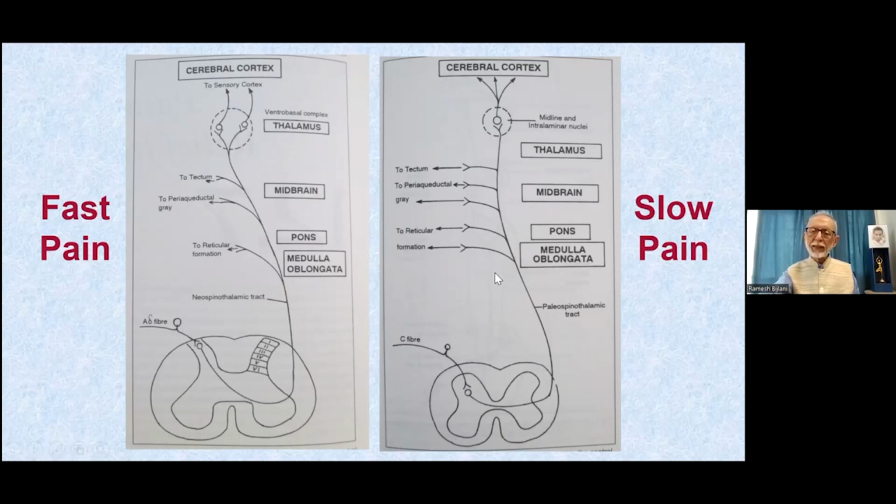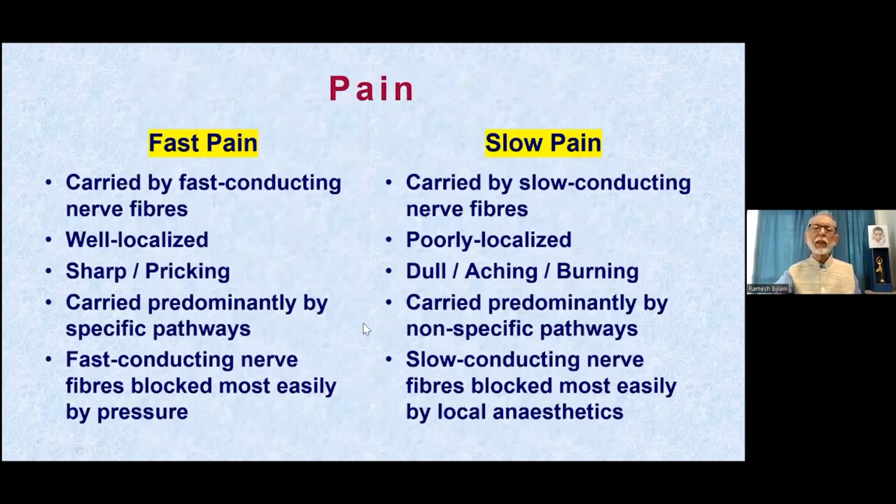Now, what is the different character of these two pains? The fast pain is sharp and pricking in character, whereas the slow pain is dull, aching, and burning in character. We see some of these differences in the next slide. So fast pain is carried by fast conducting nerve fibers, the A type, whereas slow pain is carried by slow conducting nerve fibers, the C type.